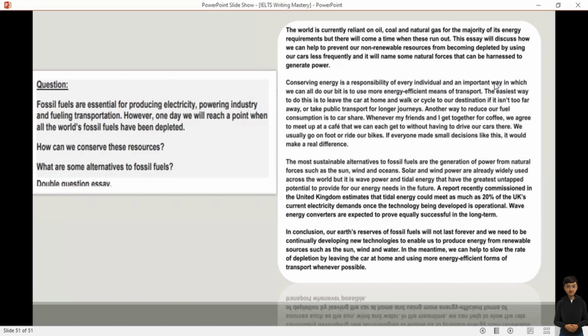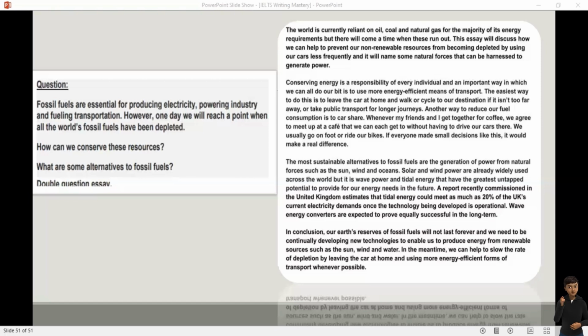Now, we have a 4 paragraph structure: introduction, body 1, body 2, and conclusion. So the introduction is here. The world is currently reliant on oil, coal, and natural gas for a majority of its energy requirements, but there will come a point when these run out. This essay will discuss how we can help to prevent our non-renewable resources from becoming depleted by using our cars less frequently, and it will name some natural forces that can be harnessed to generate power.